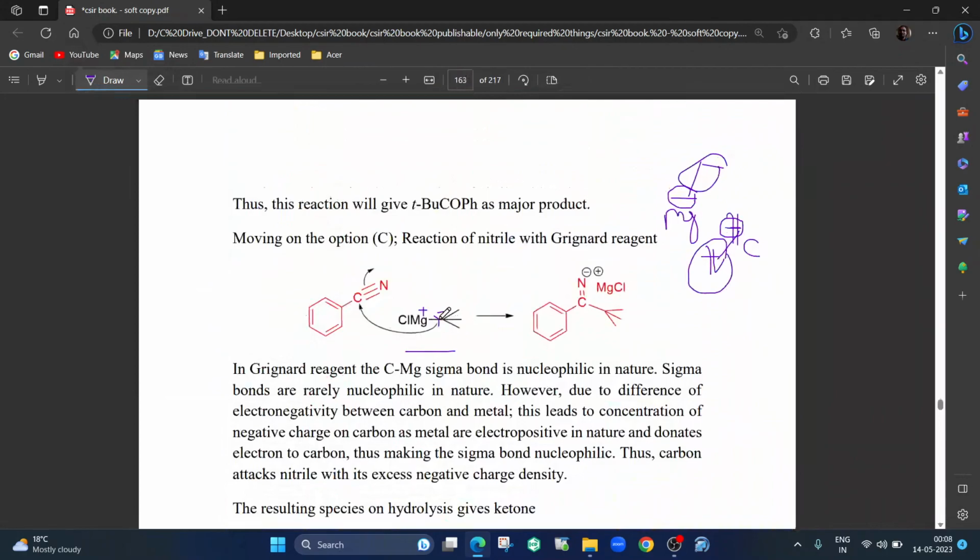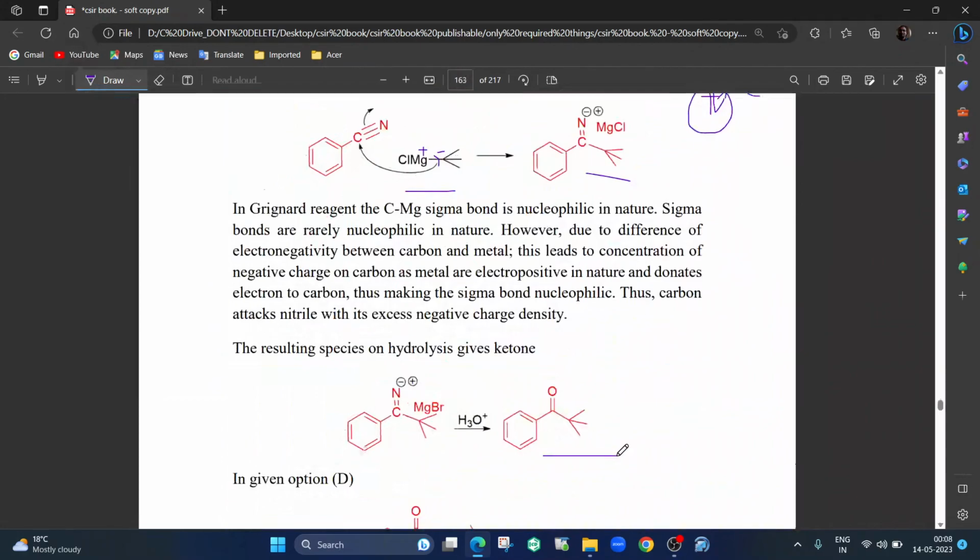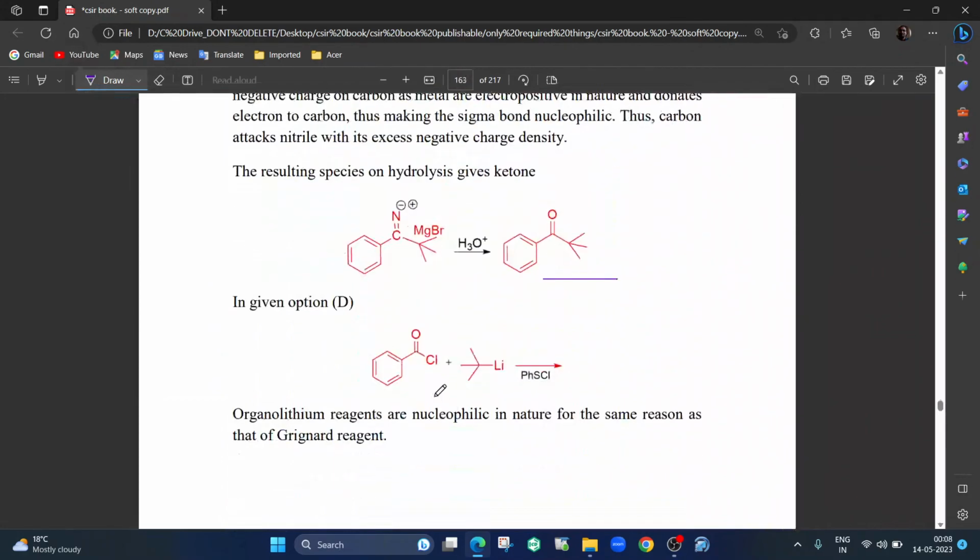So this carbon goes and donates electrons here, you get this, and you just hydrolyze it, you get back your carbonyl, and therefore this also gives the product. Now option D is pretty much the same. You have organolithium. Again, lithium is a metal, so it donates electrons to the carbon. Carbon has negative polarity, this one has positive polarity, so the negative goes and attacks here. This will go up, this will come down, and Cl minus will leave, and you get your product.